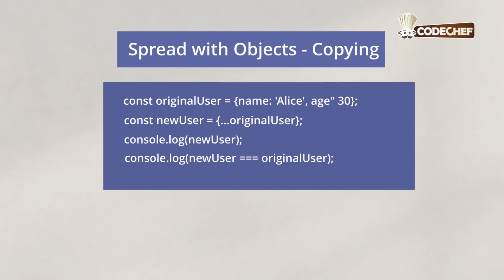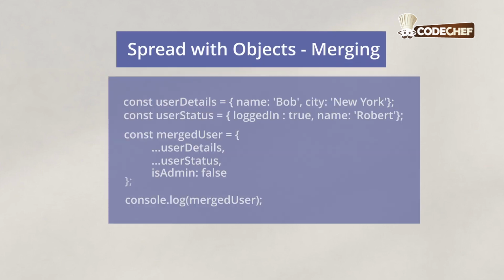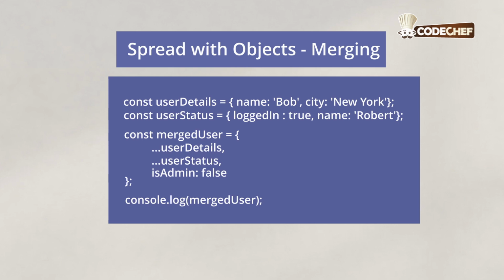So in the code given over here, this creates a new object by copying all properties from the original user object. The new object is completely separate from the original one, and changes to one object do not affect the other. Now coming to merging using the spread operator with objects.